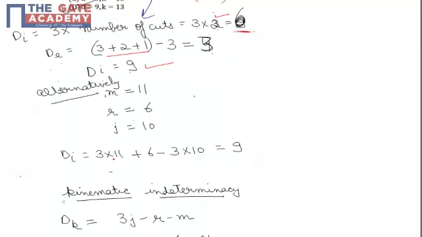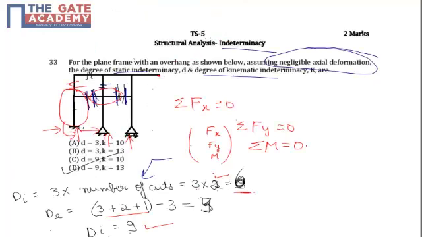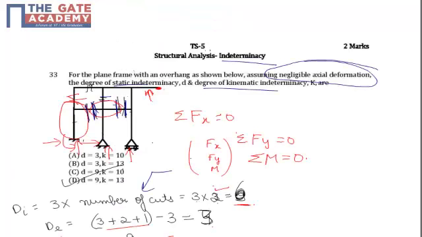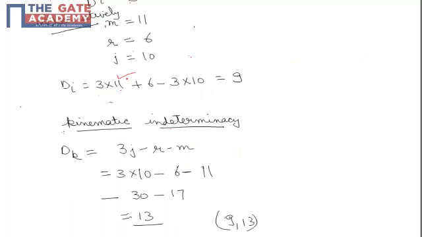Alternatively, we have a direct formula which says that the degree of indeterminacy is given by 3m plus r minus 3j. The number of members is 11 if you count, and please don't forget this joint as well as this particular member, because this is also part of the structure and this joint also has 3 unknowns. I'll say this joint will also have 3 degrees of kinematic indeterminacy, which we will deal with in the second part of this question. So the advice is don't ignore any of the joints. So 3 into m, number of members 11, plus r which is 6, minus 3 into the number of joints, 10, comes out as 9.